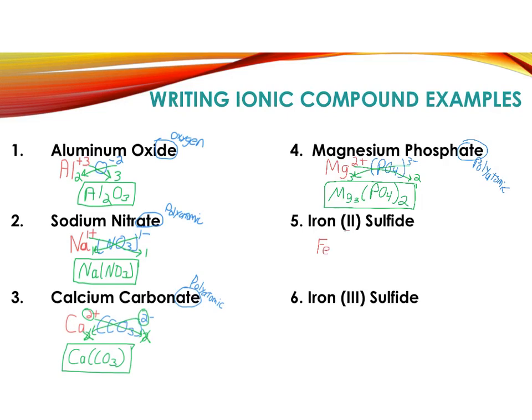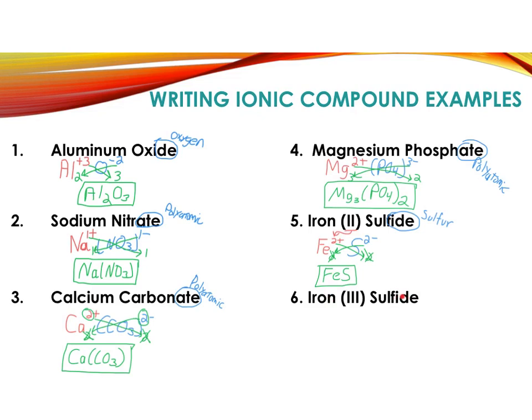5 and 6 both have Fe for iron. 5 is Fe with a Roman numeral 2, which means it's a charge of 2 plus. Sulfide ends in "ide." It comes from sulfur. Sulfur has a 2 negative charge. It's right below oxygen. Crisscross, applesauce, those 2's. Those 2's can then be reduced. I get FeS.